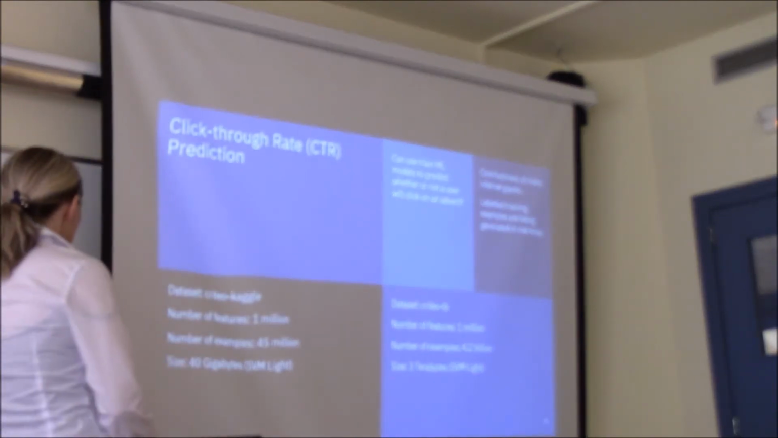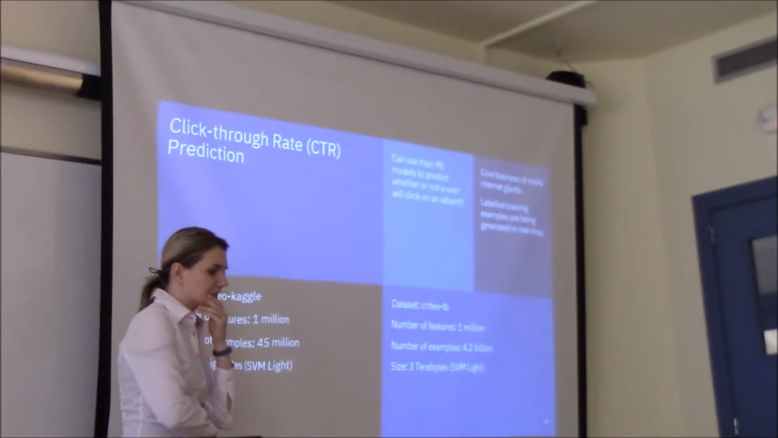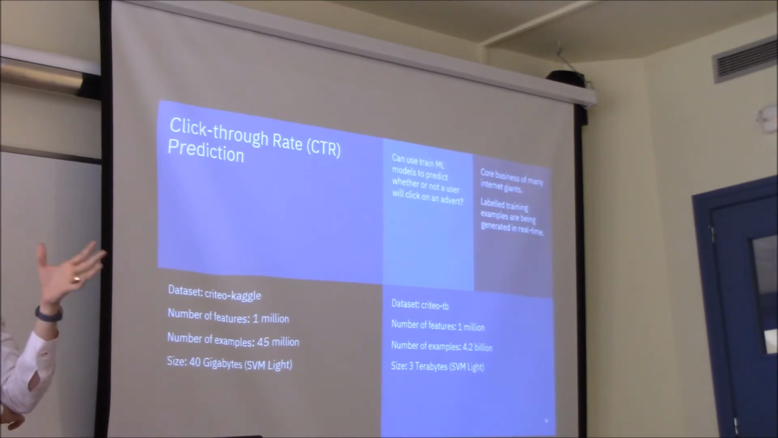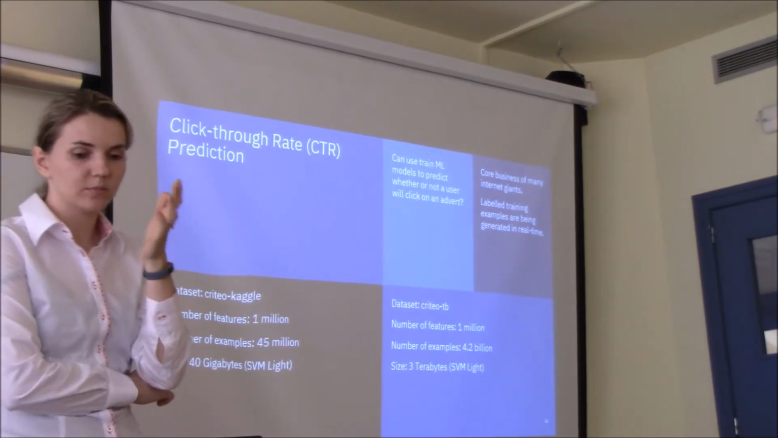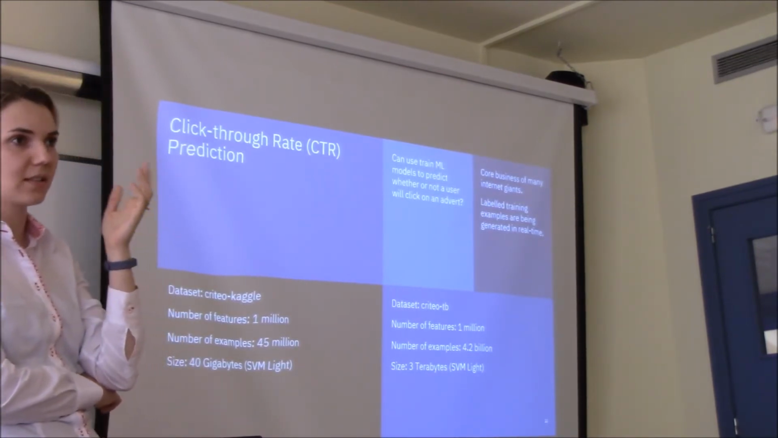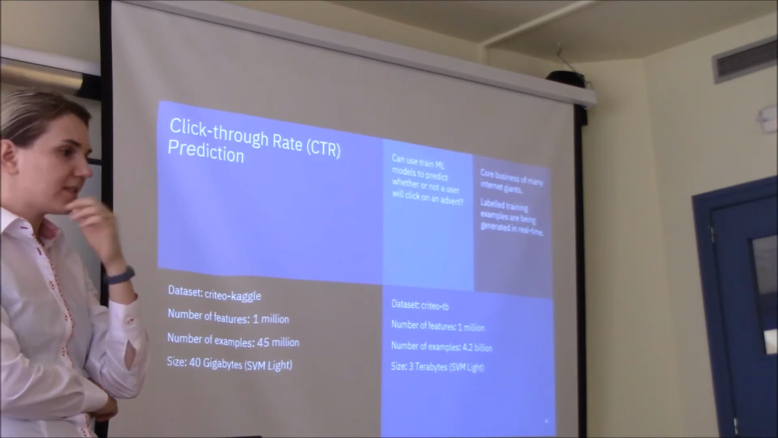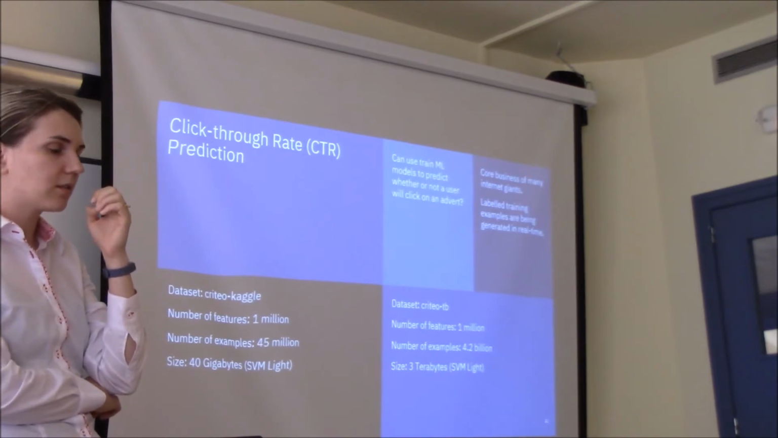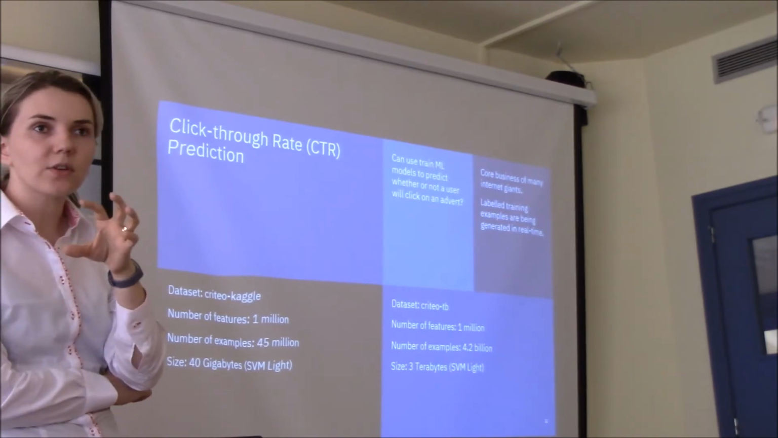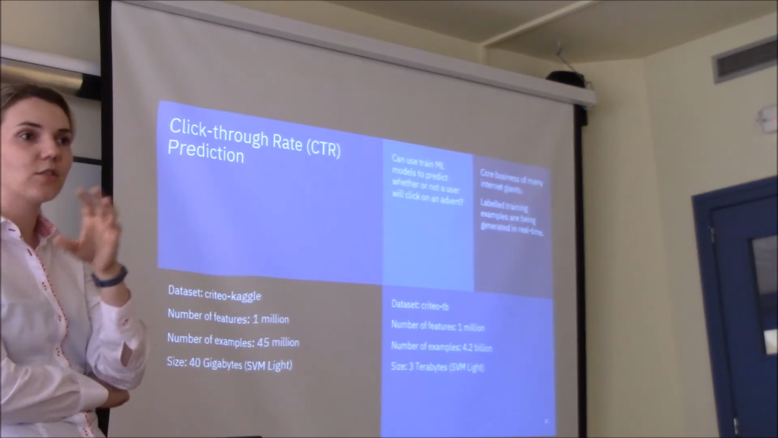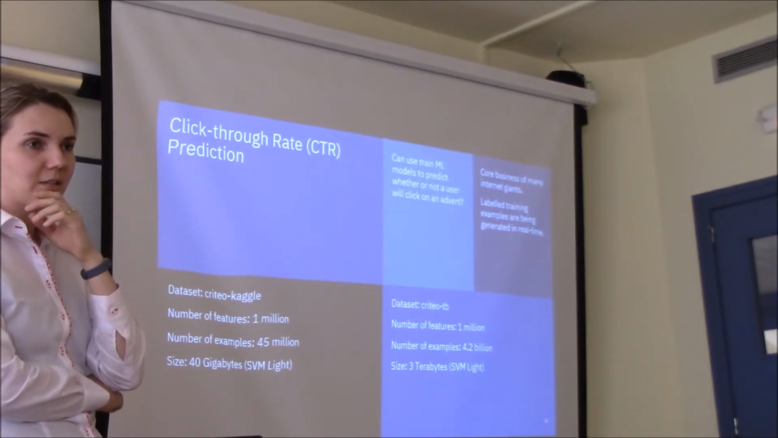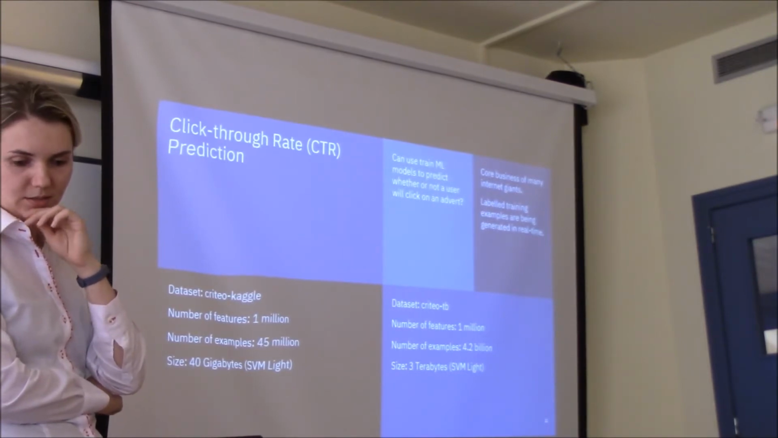Now, the data set that we used is, I think, one of the largest data sets publicly available. It's called the click-through rate data set, the Criteo data set. It's a binary classification problem, and the main question is: will the user click this ad or not? This is quite important for many companies, as we might agree.